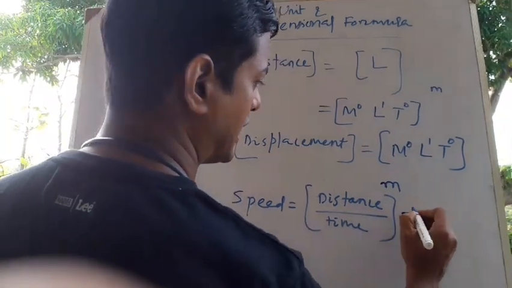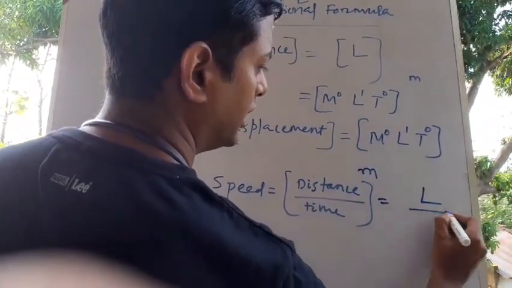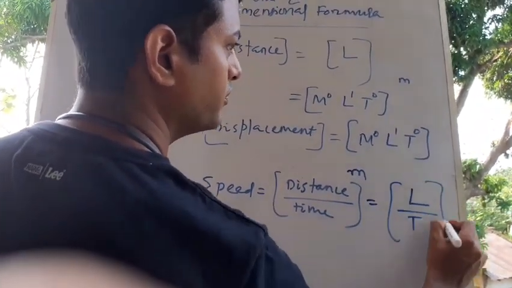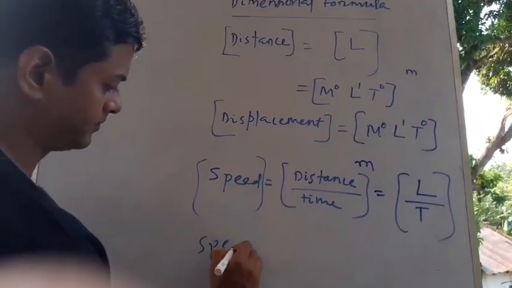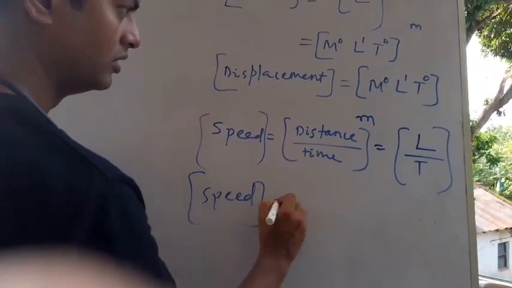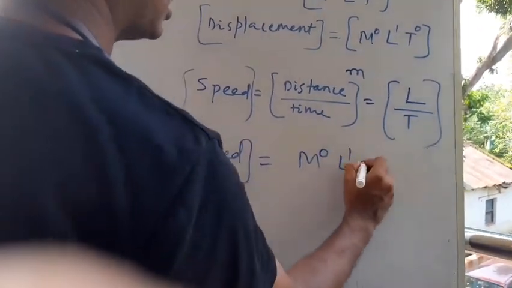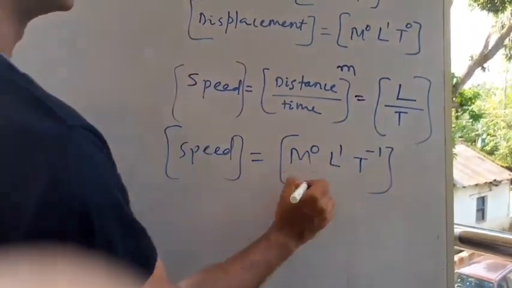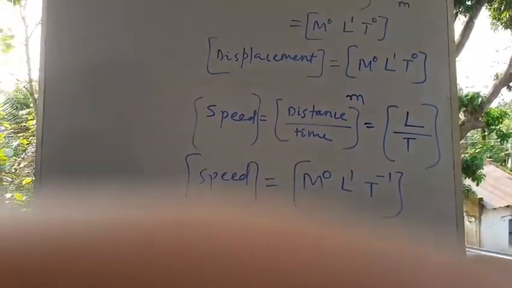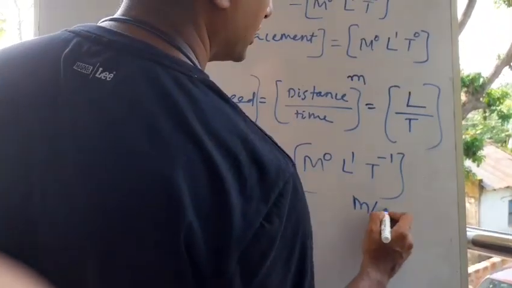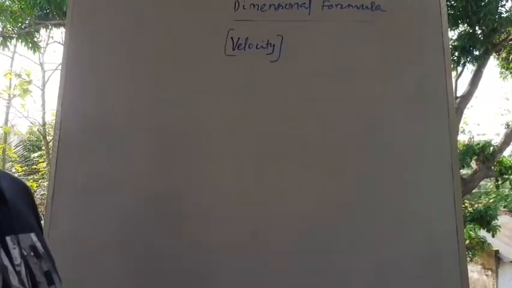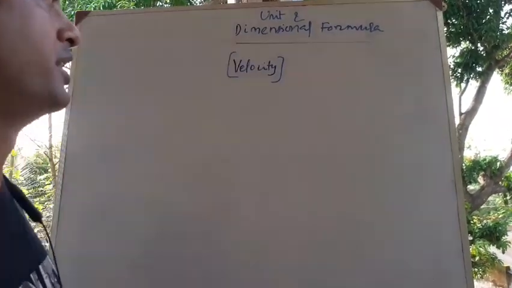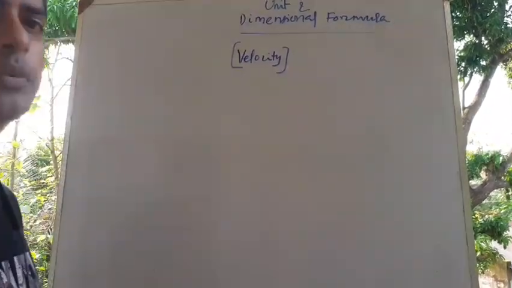So derived quantities are those quantities which can be explained using fundamental quantities. So what is the dimensional formula of distance? Length. Dimensional formula of time is T. So now I can write the dimensional formula of speed as M0 L1 T minus 1. So this is the dimensional formula of speed, whereas the unit of speed is meter per second. So far we have discussed dimensional formula and unit of distance, displacement and speed.